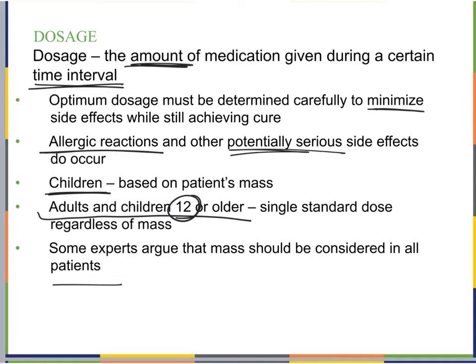So giving a healthy, active 12-year-old child the same amount of medicine as a 50-year-old extremely overweight person does not seem to make much sense. So people argue that we really should be going by weight, by mass, rather than by age at that point. However, that's not really how we do it at this time.